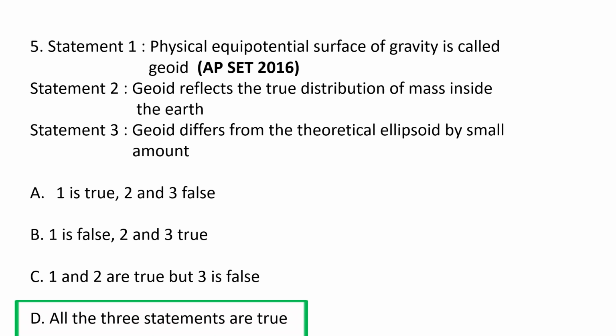And the geoid differs from a theoretical ellipsoid by a small but significant amount, with global deviations ranging from approximately minus 100 meters to plus 85 meters. This difference is known as geoid undulation or geoid height, which is due to the variations in the Earth's mass distribution, which create an irregular geoid surface that is a more accurate representation of the Earth's true shape and mean sea level compared to the smooth mathematically defined ellipsoid. So statements 1, 2 and 3 are correct. So that's why D is the correct option.